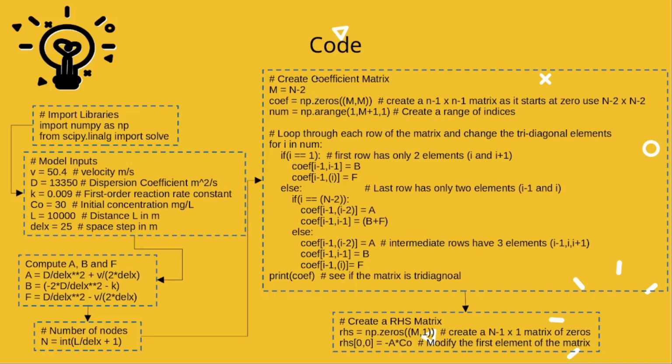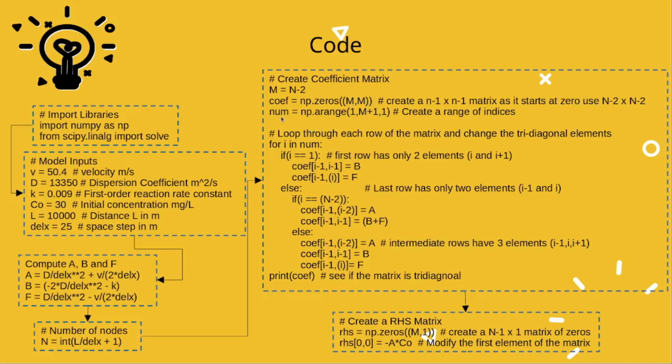So what I then do is create a coefficient matrix comprising of n minus 2 by n minus 2, which is, I'm creating an n minus 1 by n minus 1 matrix, because that is the number of unknowns. But since my values start at 0, I'm using n minus 2 times n minus 2. So that is the matrix that I'm creating.